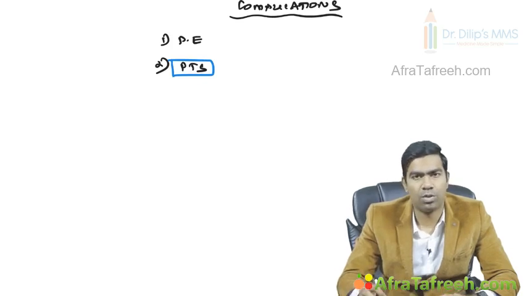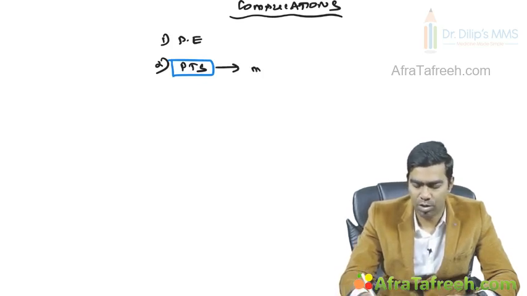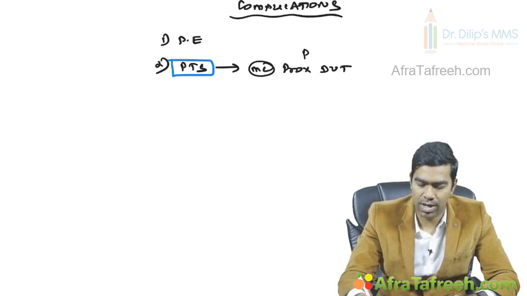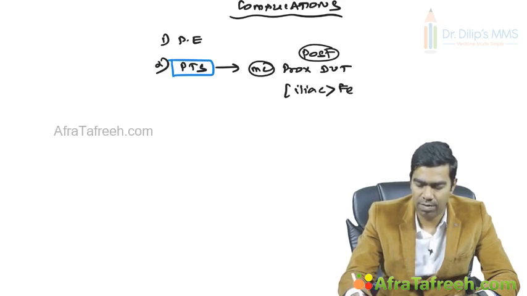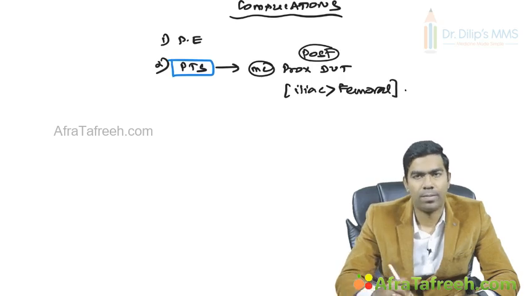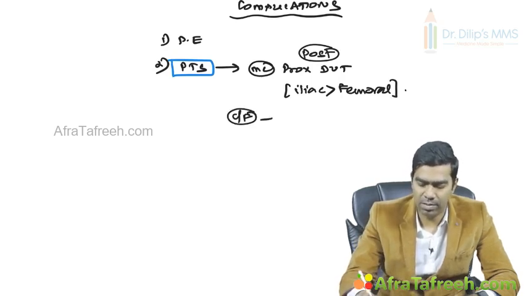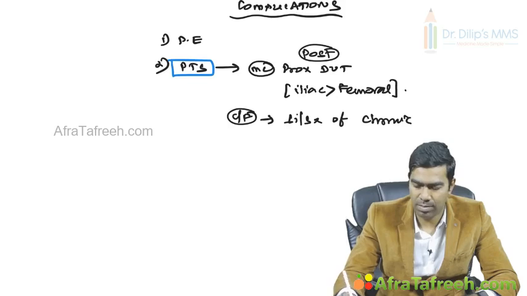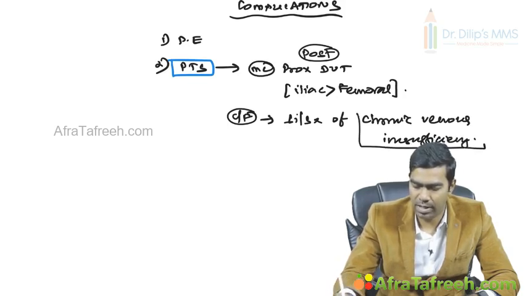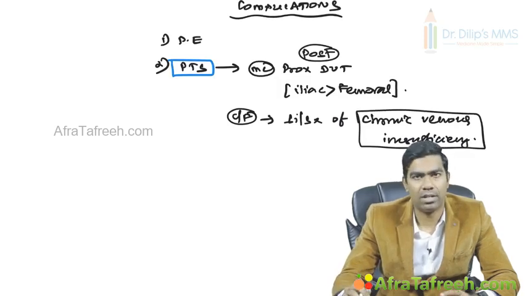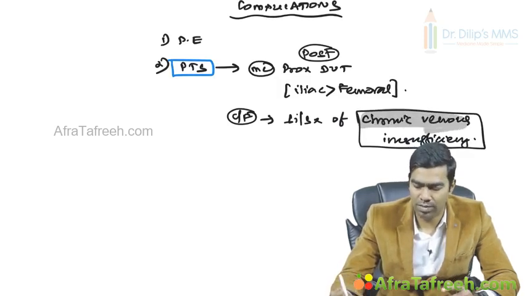So what do you mean by post-thrombotic syndrome? It happens after DVT, most commonly after a proximal DVT rather than a distal DVT, especially if it involves the iliac veins, then the femoral veins. The patient will have symptoms and signs of chronic venous insufficiency, which means pain, ulcers, discoloration, all these things the patient will get. That is due to chronic venous insufficiency.